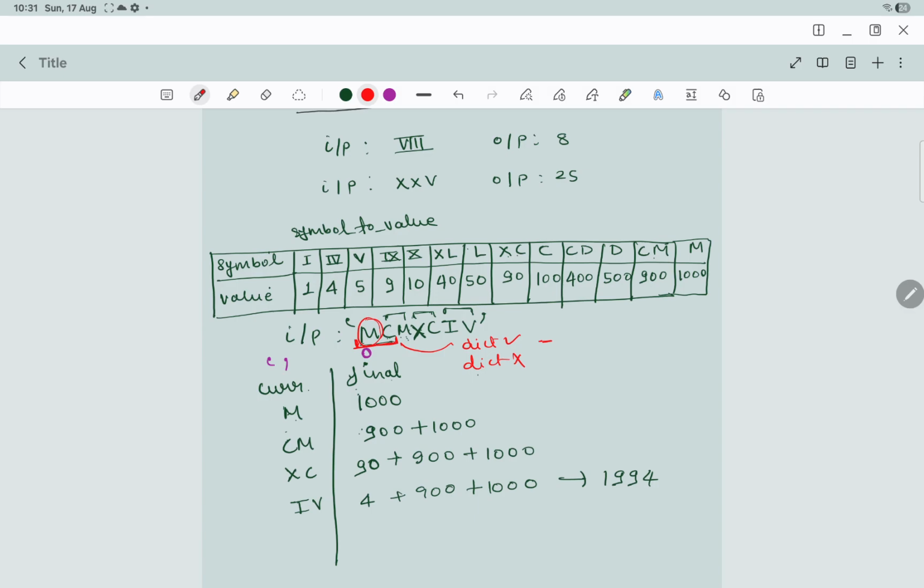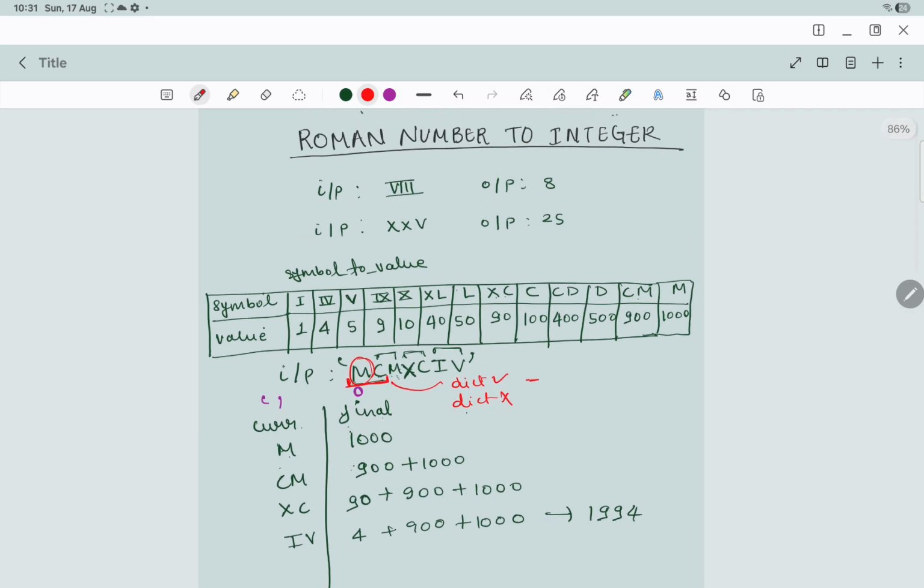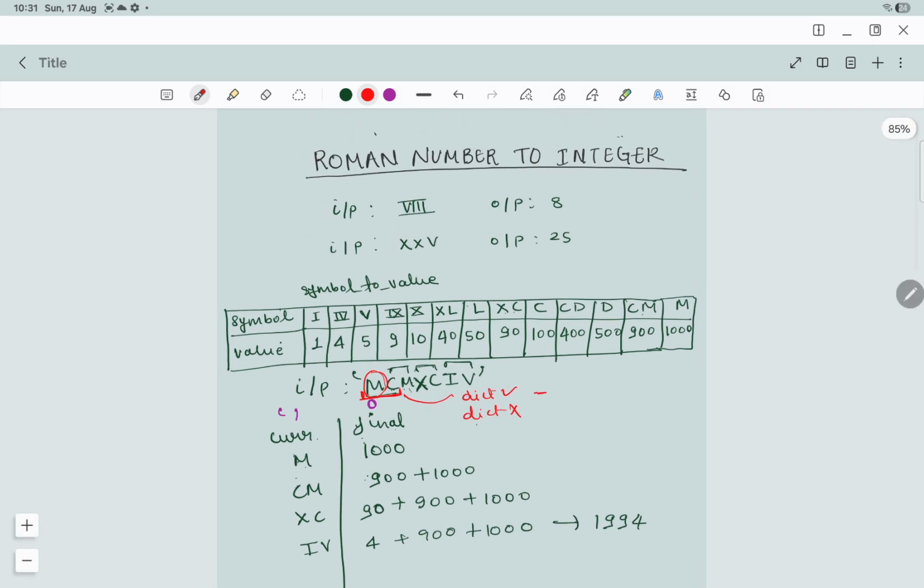I think this was an easy problem compared to the other variant of it, where we are converting an integer to a Roman number. And I also hope that this was helpful.